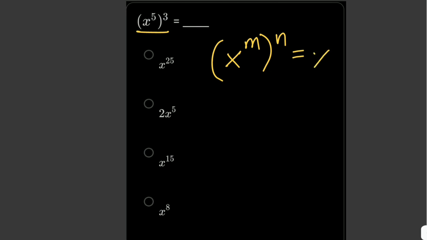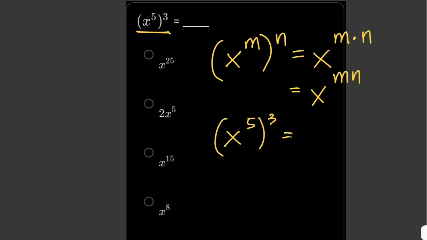So this is just equivalent to x to the power of m times n, or x to the power of mn. So in this case, we're given x to the fifth cubed, then we just have to multiply 5 and 3. So this would become x to the power of 5 times 3, and 5 times 3 is just equal to 15. So this is just x to the 15. The answer here is this one.